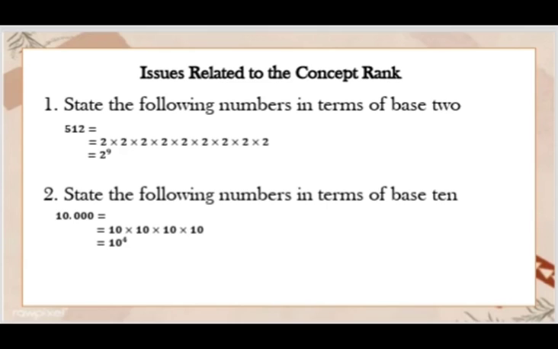Second, state the following number in exponent form with base 10. There is 10,000 here. Then the result is 10 to the power of something. We don't know how much it is, so let's try it first. 10 times 10 is only 100, right? We times 10 again, the result is 1,000. Times 10 more, then the result is 10,000. That means we need four 10s, right? So the result is 10 to the power of 4. That's easy, right?